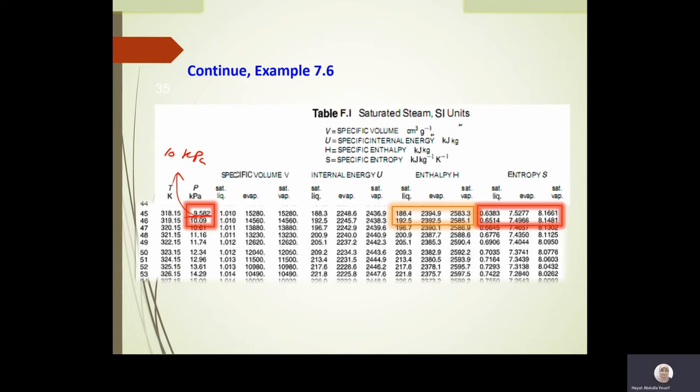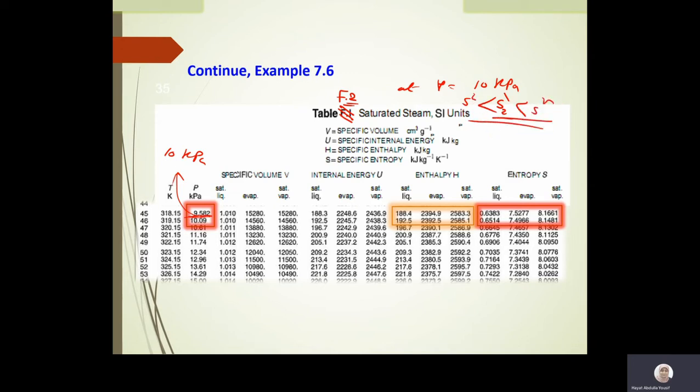Okay, so I had to do interpolation to check. But if I were you, I wouldn't do this again. Actually, it is easier to go to table F2 at a pressure of 10 kilopascal. Okay, check your S2 value. Is it between S liquid and S vapor? And actually you will find it's in between.